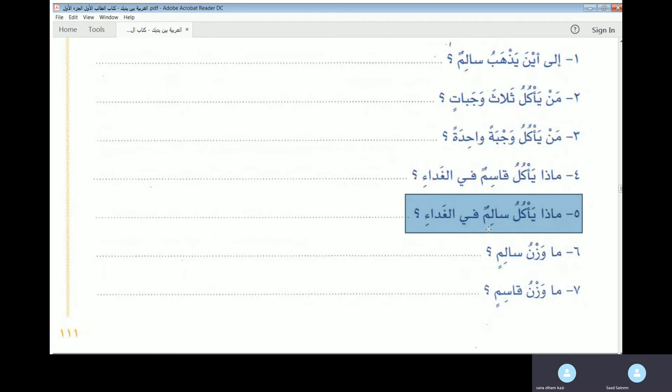Why maful bihi, the object? Please repeat your question again. Maful bihi means object. Yes, maful bihi means object. So the rice and the bread are the objects. That's why they have fatha. Right? Because the action of the verb ya'kulu is done on aruzza and khubza.